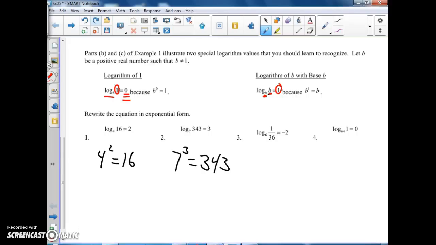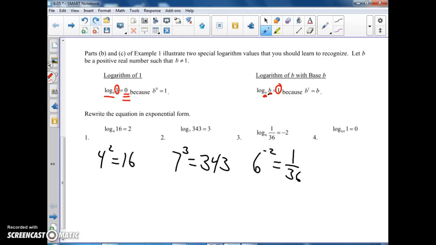Let's go to number 3. Drop the log, make the switch. You're going to write down 6 to the negative 2 equals 1/36. Here's a negative exponent, so whenever you have a negative exponent, you put it under 1, because we learned this earlier in the year. So you're going to have 1 over 6 to the positive 2. And what's 6 squared? 36. So it's going to be 1 over 36. Makes sense? All these old lessons are now coming into play.